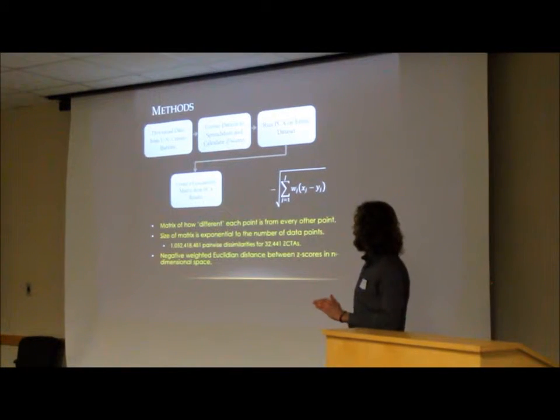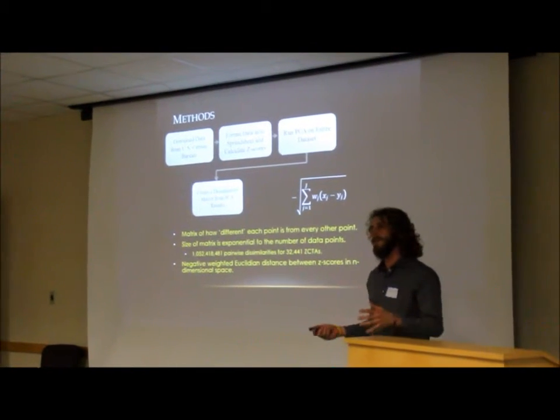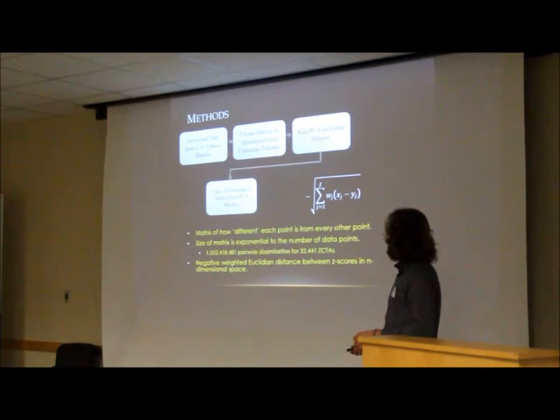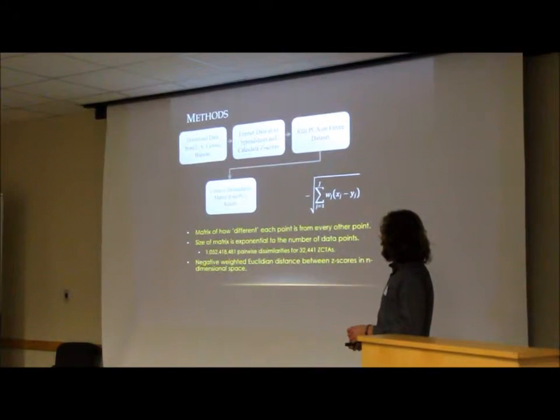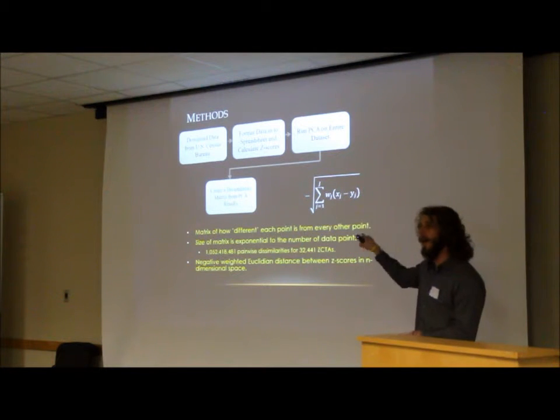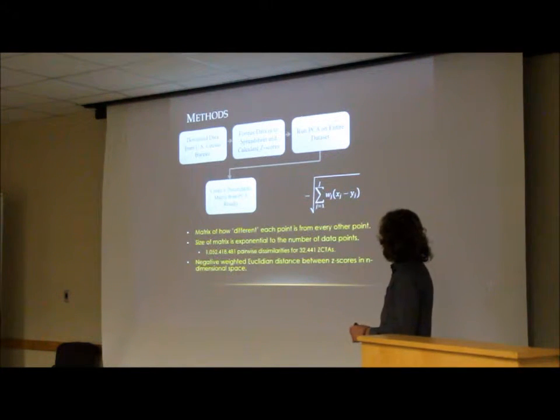We created the dissimilarity matrix of how different each point is from every other point in the data set. The size of the matrix is exponential to the number of data points, so we used 32,000 zip code tabulation areas, which resulted in just over 1 million pairwise dissimilarities. So this is one of the main reasons why we chose zip code level.